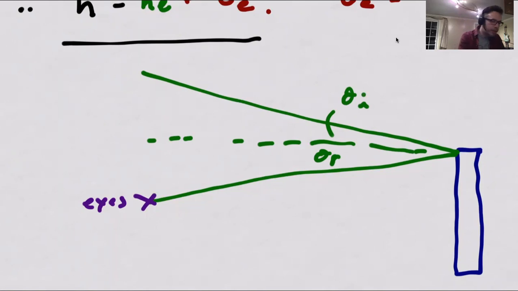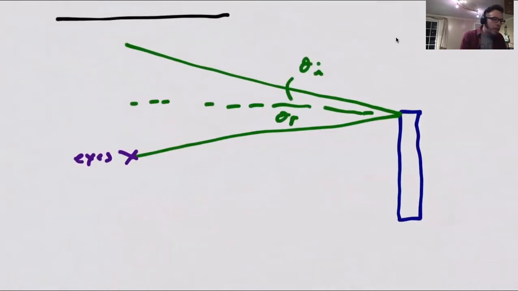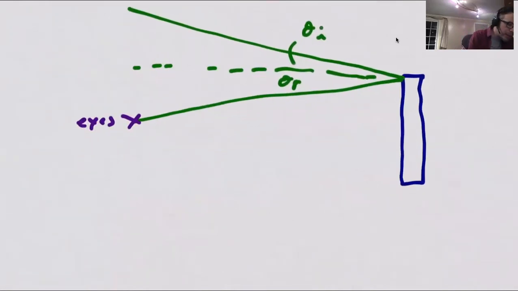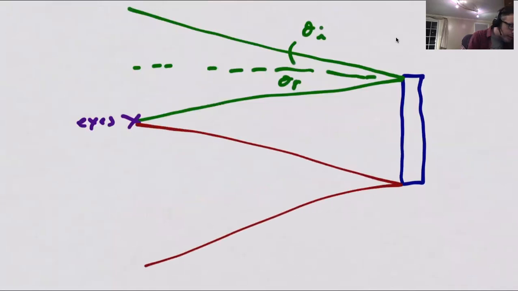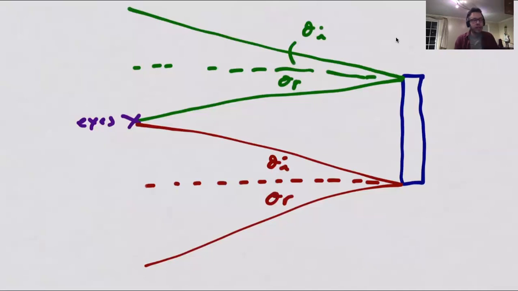Those two angles would have to be the same by the law of reflection. Okay, cool. What happens from the toes? This one's going to be a bit steeper. But again, the same thing has to happen, and that means the theta incident in red has to be the same as the theta reflected in red.